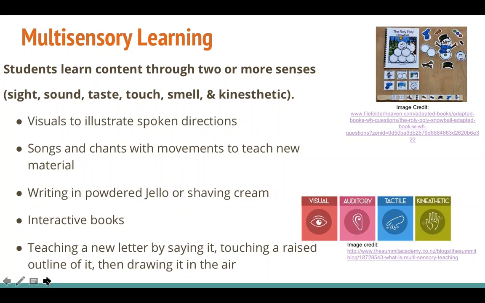Interactive books, obviously there's sounds and sight with that as well. And teaching a new letter by saying it, touching a raised outline of it, and then drawing it in the air really engages all of those senses at the same time. Obviously you're not limited to these, but just to give you an idea of how to incorporate more than one sense at a time to teach really does help students with difficulties learn it in very different ways.